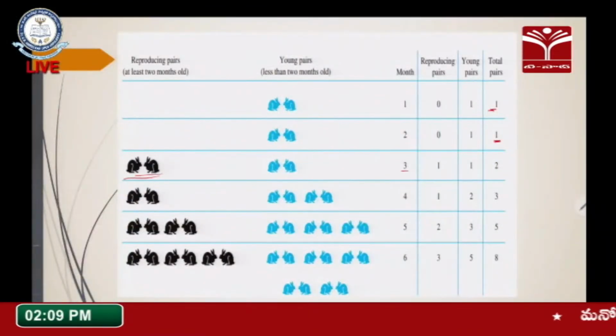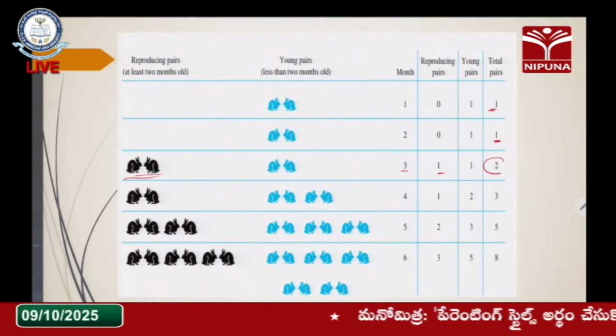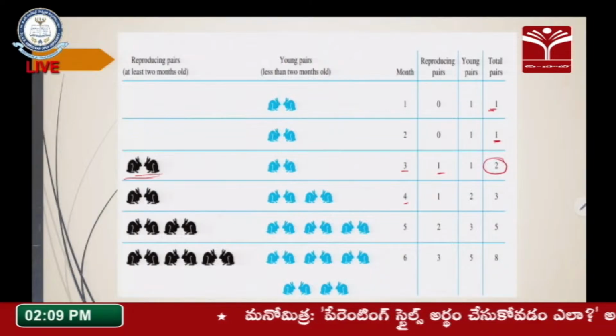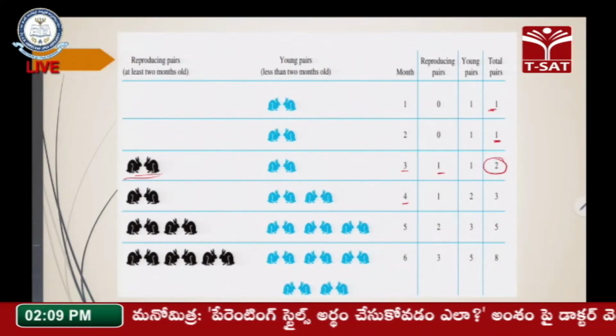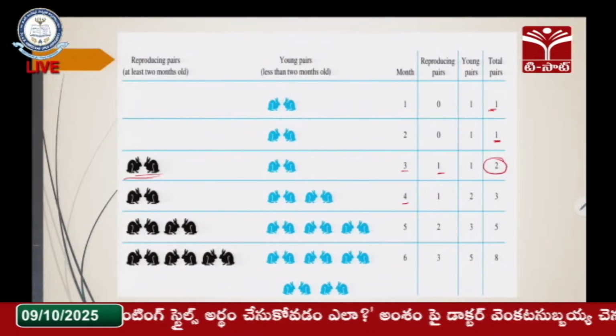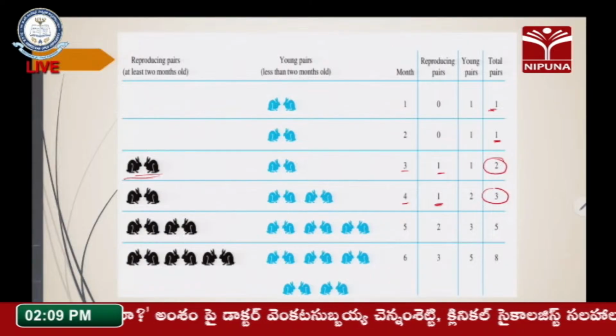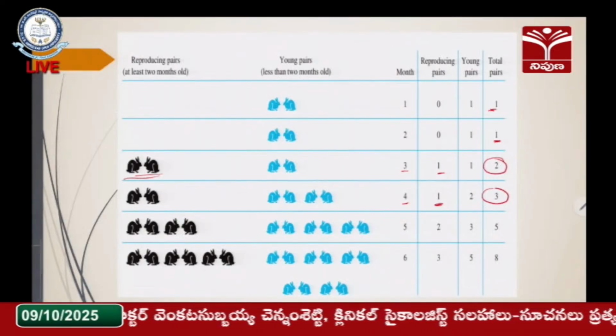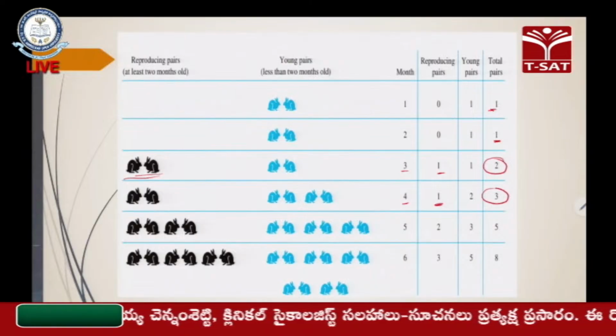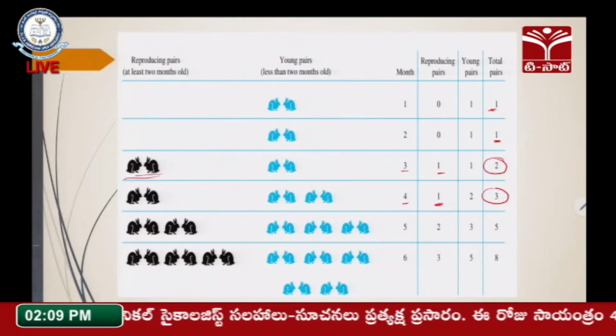Now, after the end of the second month, the pair will breed a new pair. So, in the third month, reproducing is one more pair, and previously one pair is there. So, total number of pairs 2. Next, in the fourth month, applying the same logic, after the end of 2 months again a new pair will be there. So, totally 3 pairs. This is a pictorial representation of the birth of the rabbits, provided that after the end of the 2 months the new pair will come.